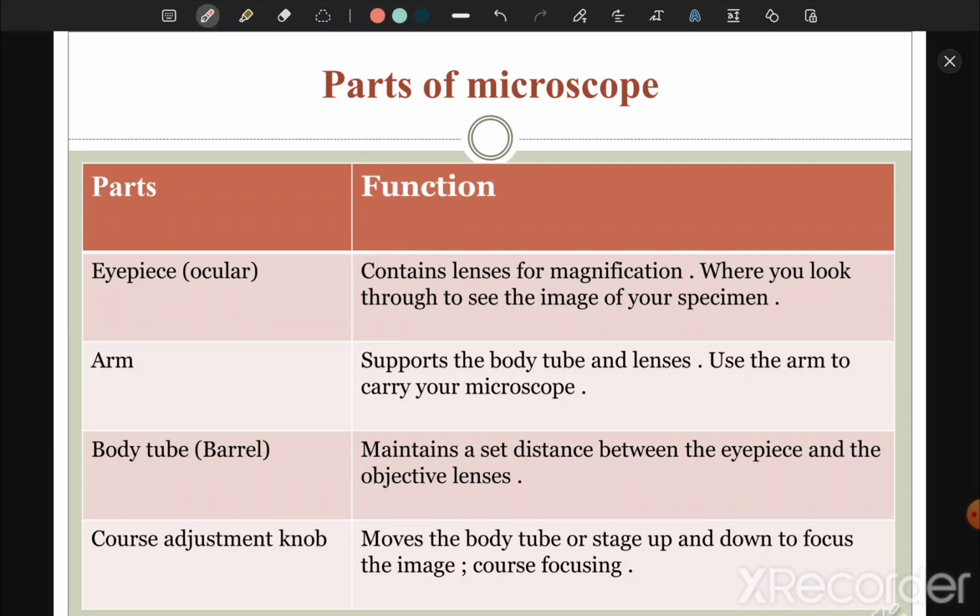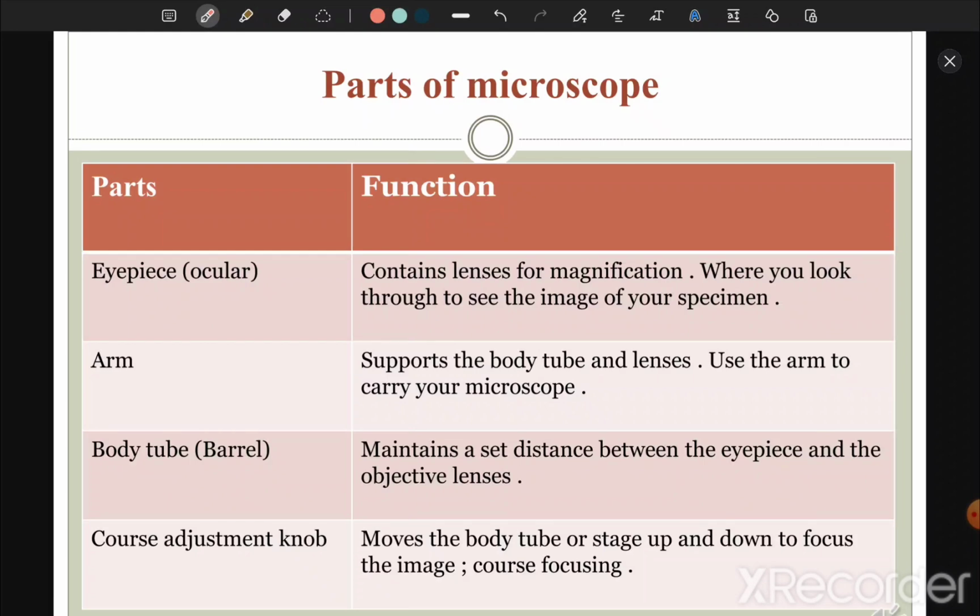The arm supports the body tube and lenses; you use the arm to carry the microscope, you can hold it. And we have the body, which maintains the distance between the eyepiece and the objective lenses.